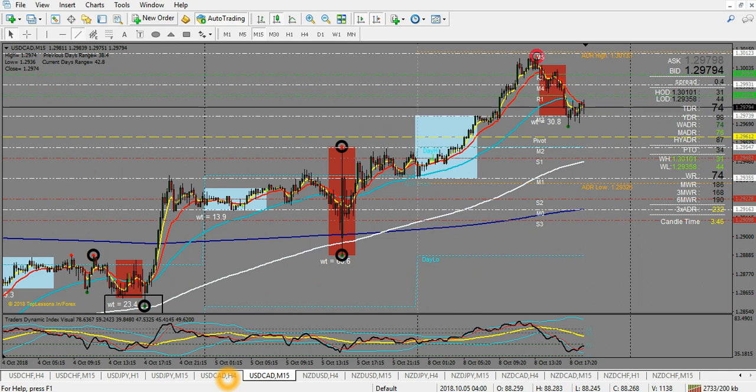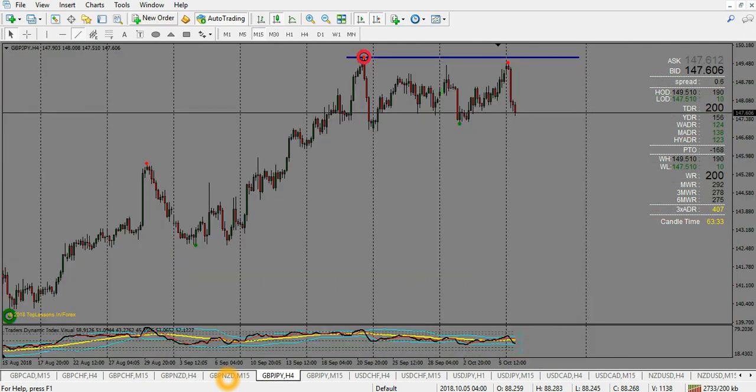So looking at another setup, let's see what else I can look at. Let's see the euros. Let's look at the GBP pairs, guys. Let's look at the GBP pairs. GBP JPY.